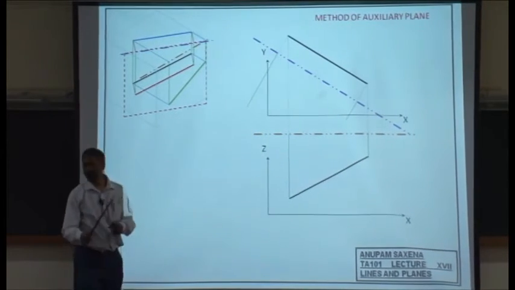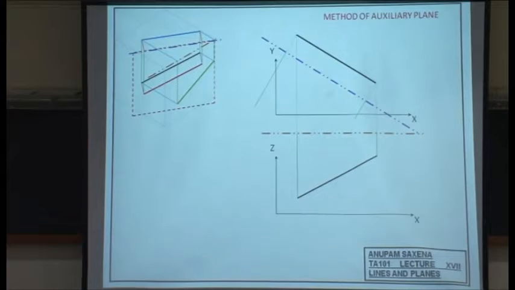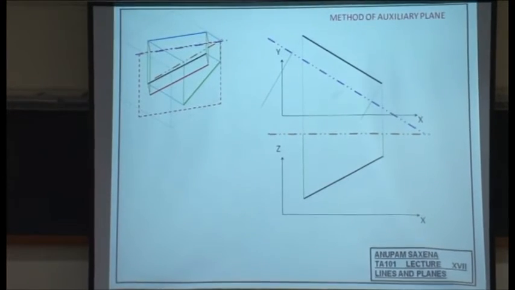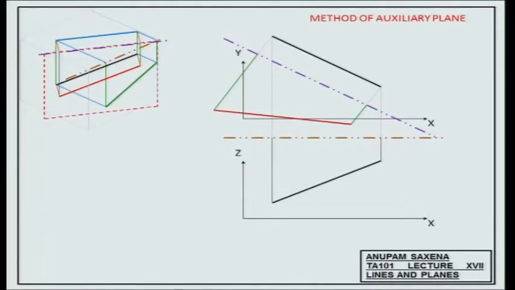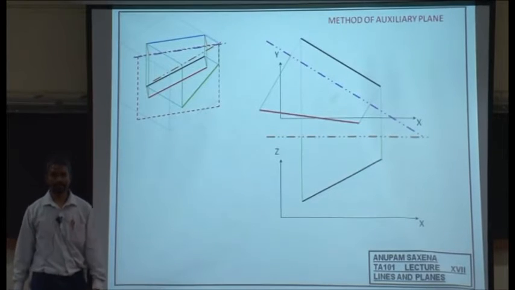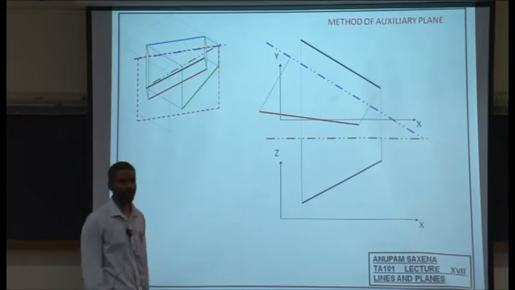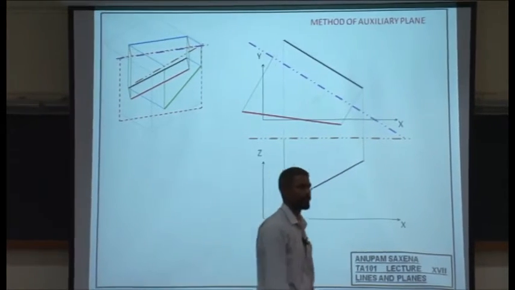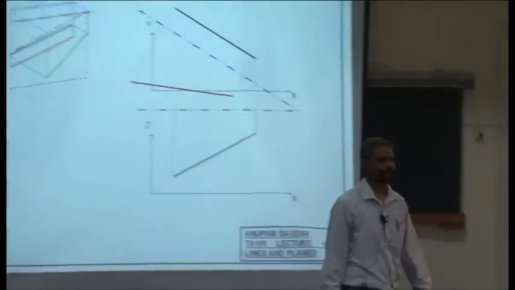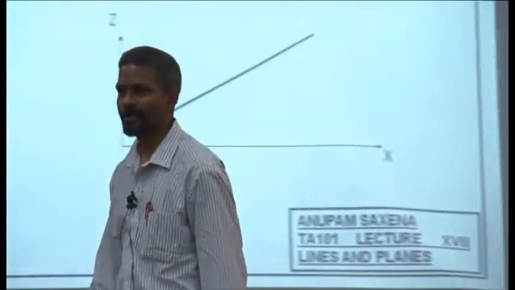Okay, and if I flip that auxiliary plane over, that auxiliary plane is going to be containing the true three-dimensional line. And it's going to be therefore in true length. You agree? So a little bit of practice and you'll be okay.